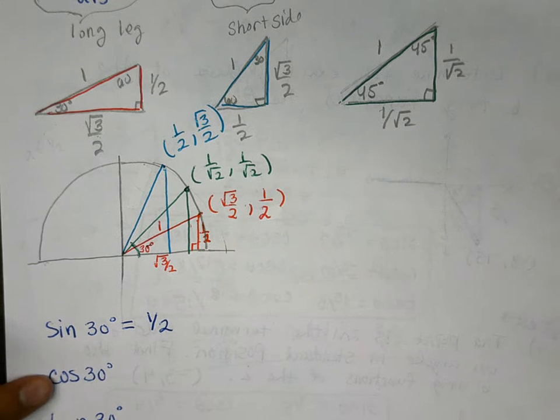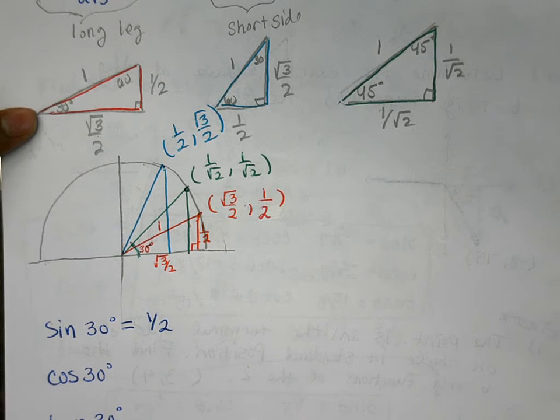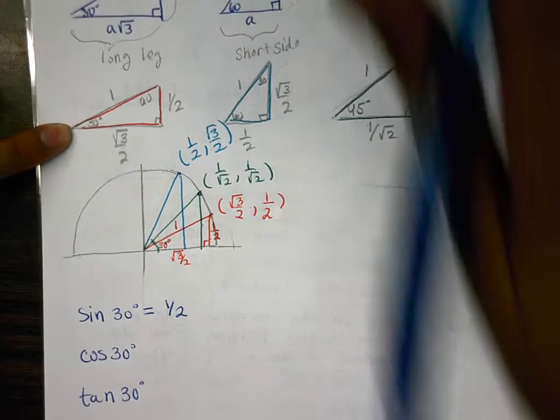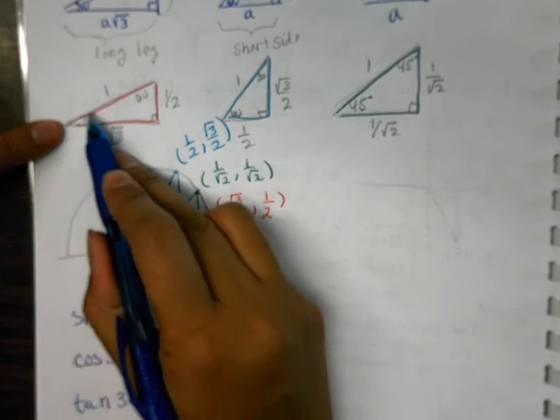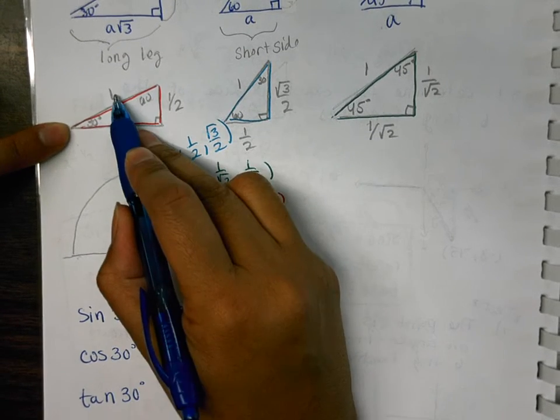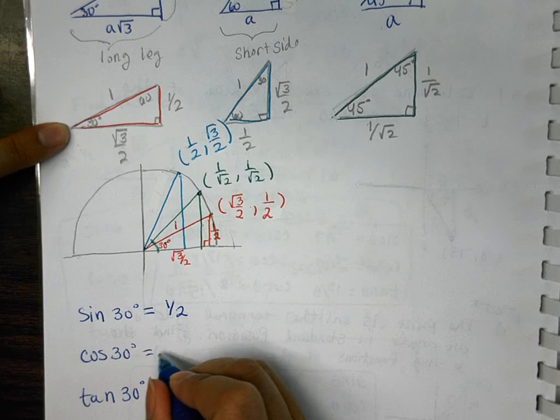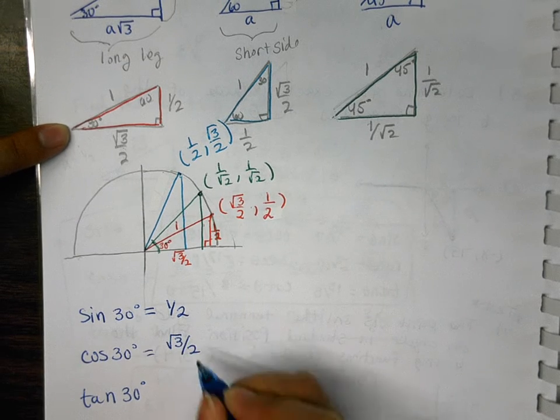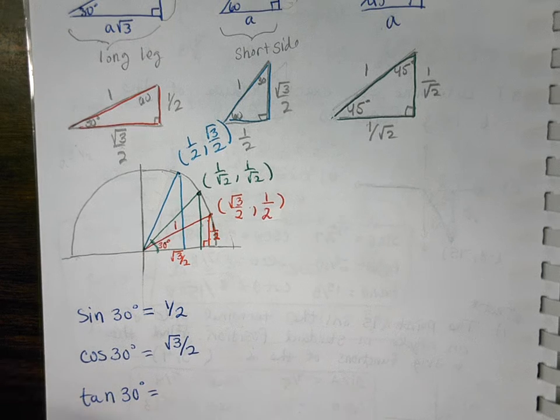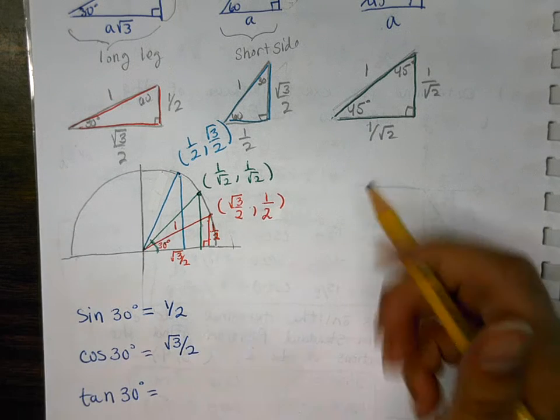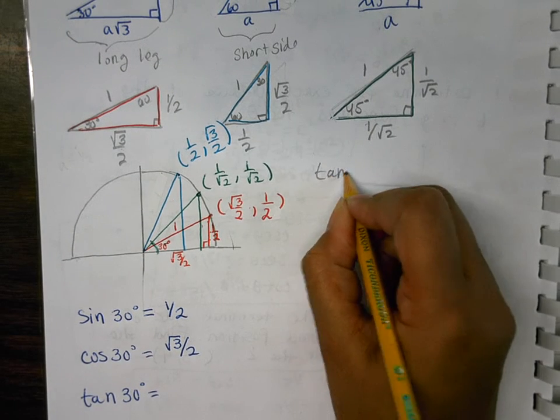Okay, cosine of 30. Cosine is opposite or adjacent? Adjacent. So adjacent of 30 would be root 3 over 2 over 1, which is just root 3 over 2. And tangent of 30, I'm going to do that work over here because it does get a little messy and I don't have enough room down there.